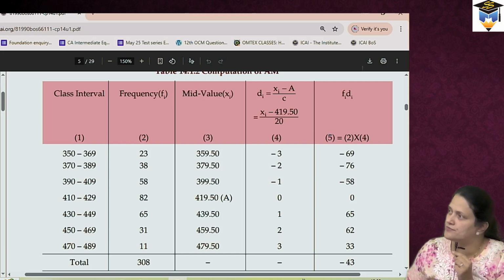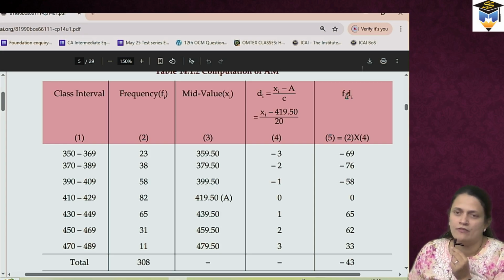Okay. Online students, are you getting what I am trying to tell you? Have you understood the meaning of central tendency? Okay. So now as you can see over here, please write down this table. It is important. We are trying to find out arithmetic mean for grouped frequency distribution. So everybody is getting summation of fidi as minus 43. Please check that.